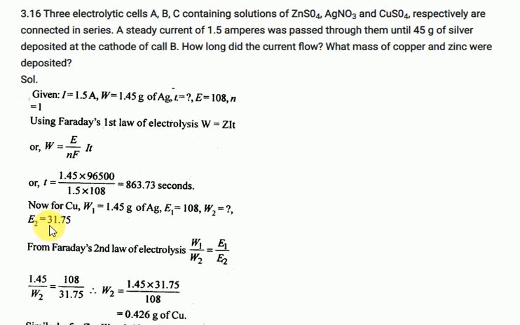The equivalent weight of copper: copper's mass is 63.5 by 2, so you will get this value, 31.7. So W1 by W2 is equal to E1 by E2: 1.45, 108 by 31.7. You can calculate and you get the copper.